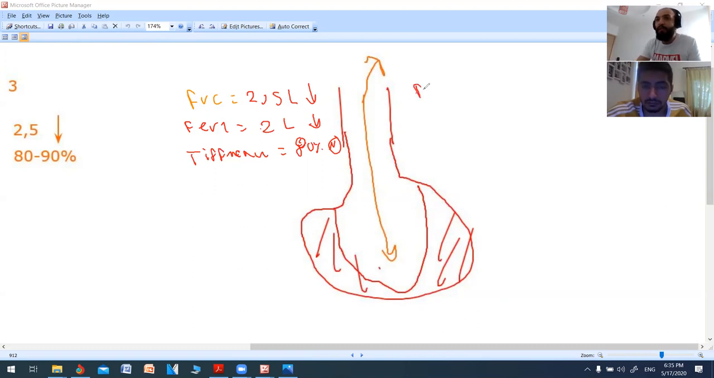What if someone has the FVC, for example, 4.6? It's low, right? The FEV1 is 4. How is the FEV1 in this condition?